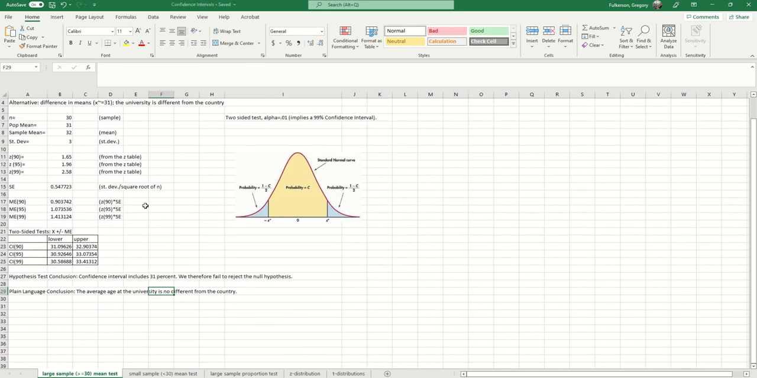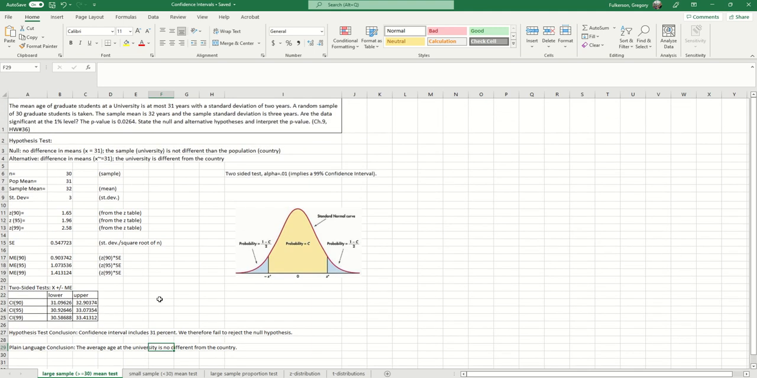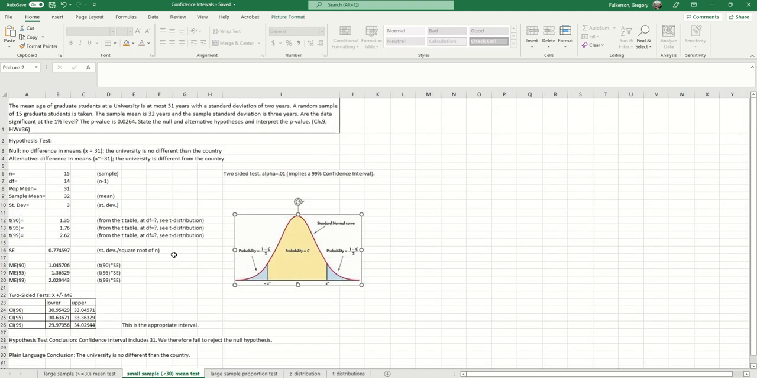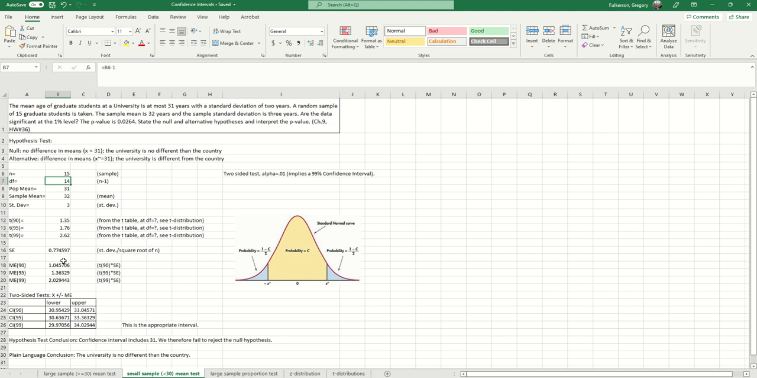We're going to look in the future on how to calculate more precisely what the t-value is. So that's something to look forward to in another presentation that will build on these. All right, the next problem, small sample. You can see 15 is in the sample. Same information, basically. Population mean, sample mean, standard deviation are the same.